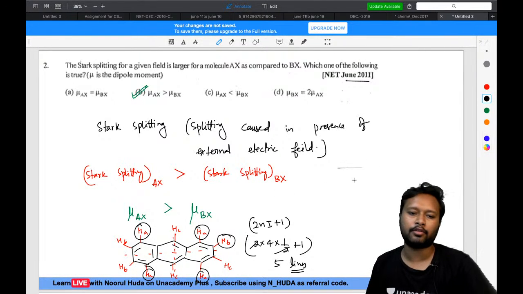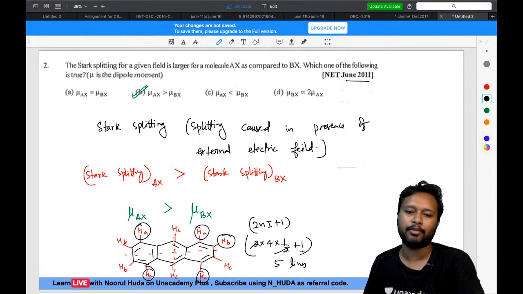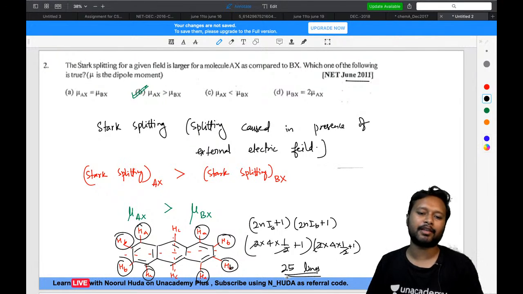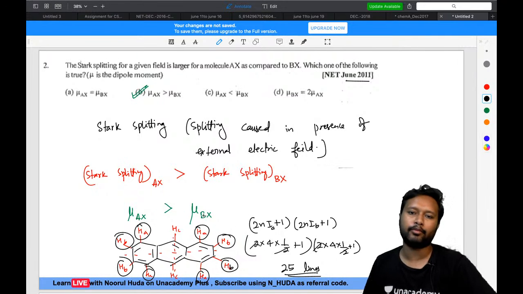ठीक है, so that's what it should be. And sorry, it should also be because of HA, HB भी लेने होंगे, right? B वाले भी कंसिडर करने होंगे, सो 2nIB plus 1 इसको भी कंसिडर करना होगा. तो B वाले are also 4 in number, so 2 into 4 into half and plus 1. सॉल्व कर दो, सो कितना मिलेगा, 5 into 5, so 5 into 5 is 25 लाइन्स.